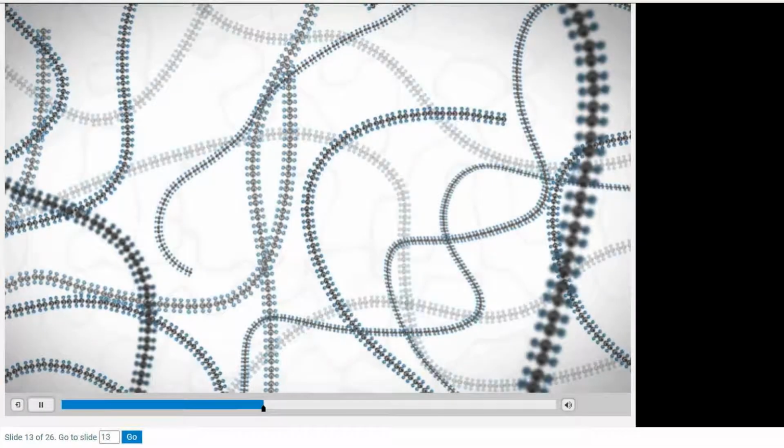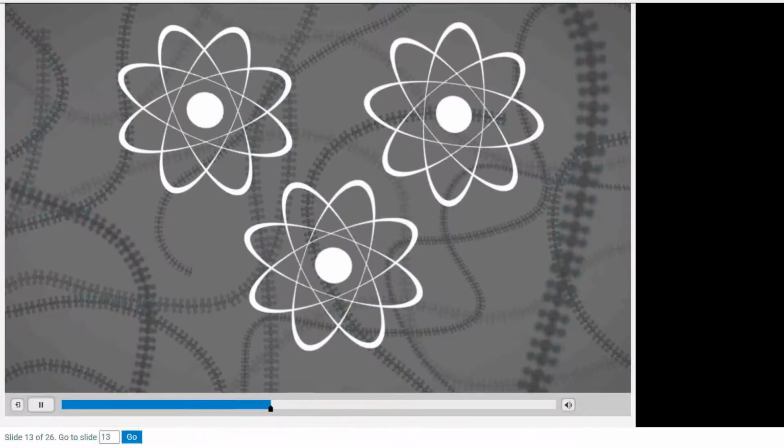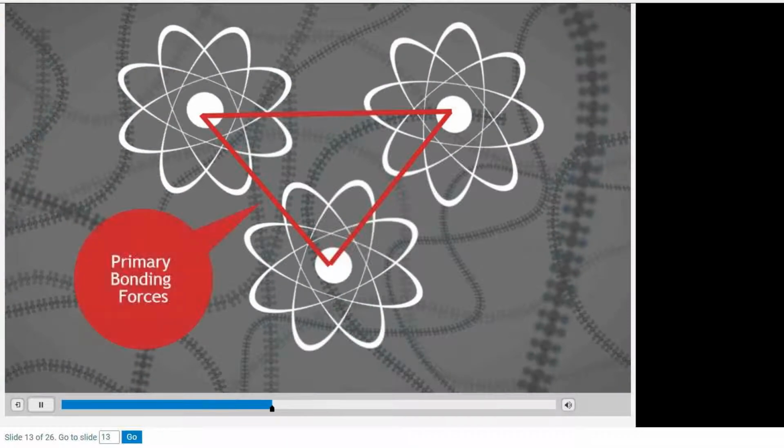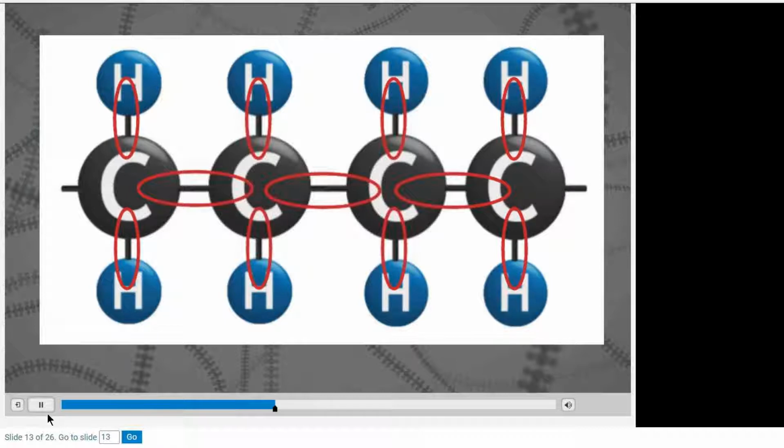Now that we've learned how polymers are made up of long chains, we will move on to the internal bonding mechanisms. When a macromolecular chain is created by polymerization, the atoms are joined by primary bonding forces. These strong forces hold the monomers together in the molecular chain. Very important. A molecule, a monomer, is one little building block. It's almost like a brick in a house.